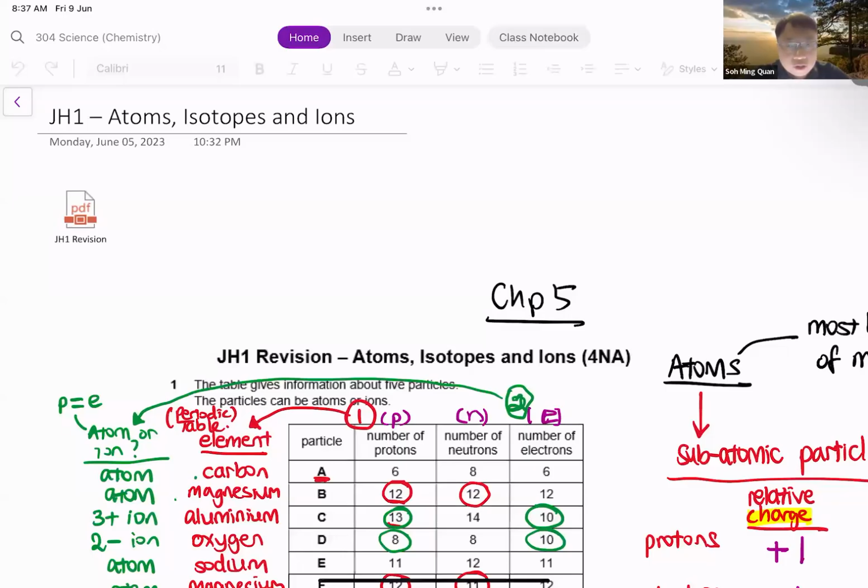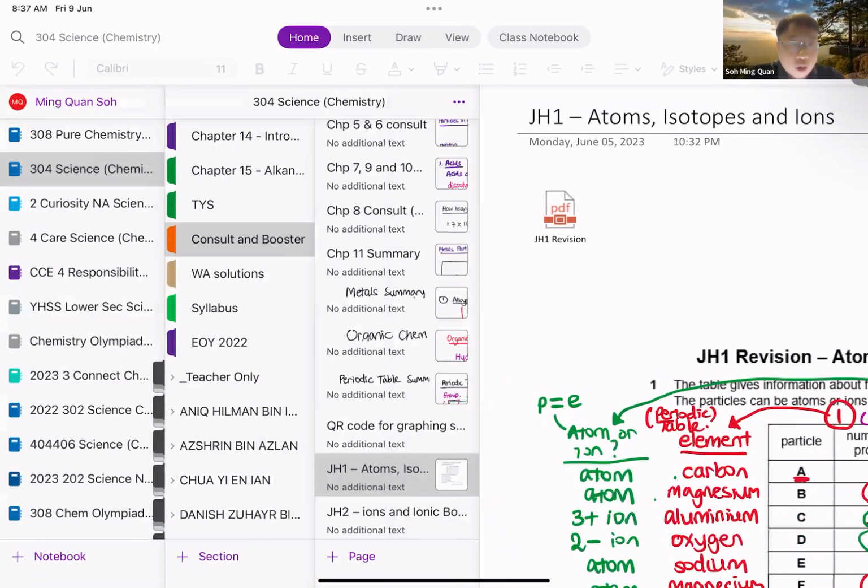Okay, good morning. So welcome back to the second lesson where we are going to revise ions and ionic bonding. But before we get on to that, let's finish the first lesson's questions first. Now, the first lesson's questions can be found in our Chemistry OneNote under Content Library, under Consult and Booster, as you see on the screen.